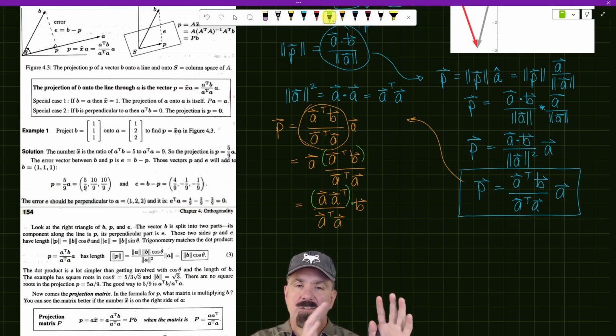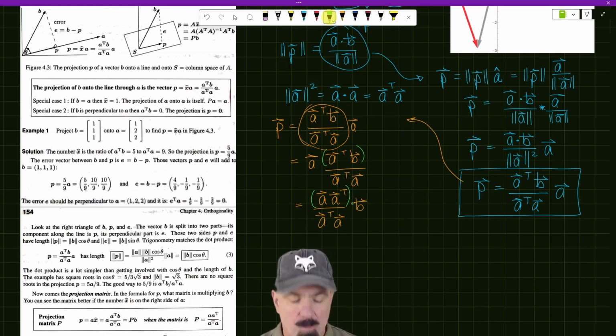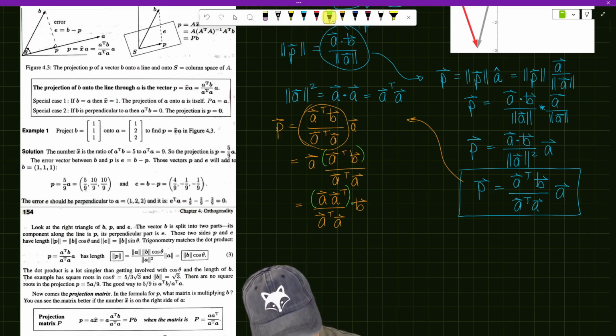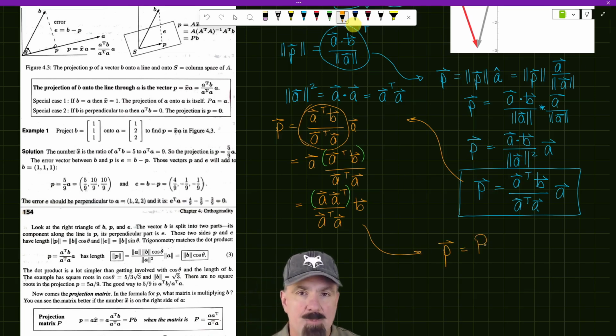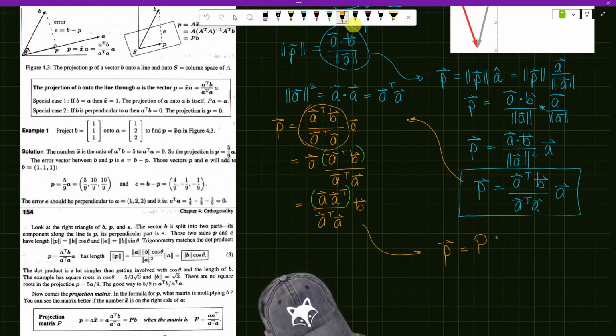So instead of associating the A transpose with the B, we're going to associate the A with the A transpose. And that is legal for matrix and vector multiplication. So the result of doing this is where the projection vector is equal to, and that is the projection matrix P. So the projection matrix P multiplied times the vector B.